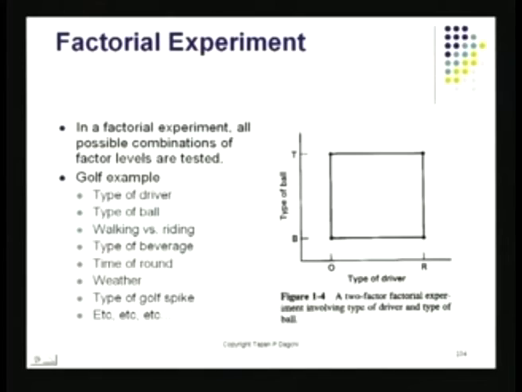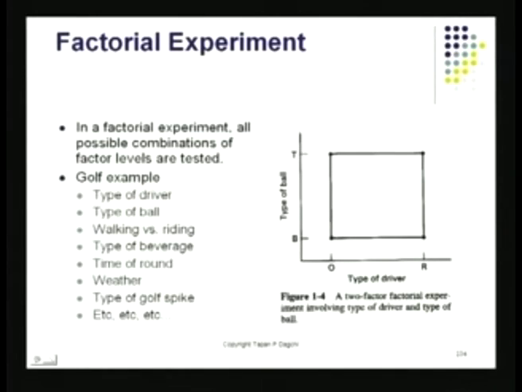Let's say we are conducting a very simple experiment, and we've got a choice of two types of drivers. One is the ordinary driver, and the other is the special driver. I'm just going to call them type O driver and type R driver. These are the two types of sticks we have to bash them on.